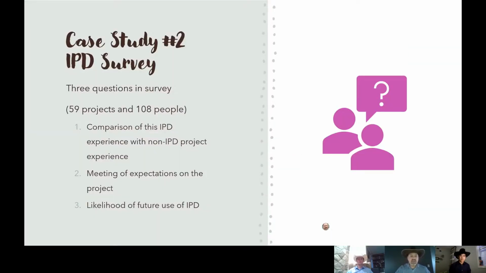I looked at another case study, and it was called the IPD survey, and it's pretty simple. They just surveyed people that had finished using IPD, and it was spread out over 59 projects. There were 108 people involved in this survey, and they really only asked 3 questions. There were some additional questions, but the 3 main questions that they asked in this survey were the comparison of IPD versus non-IPD, median of expectations of the project, and likelihood of the future use of IPD.